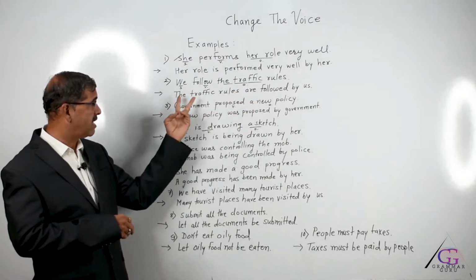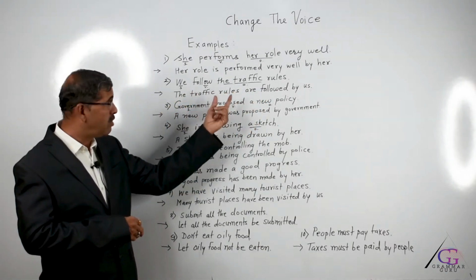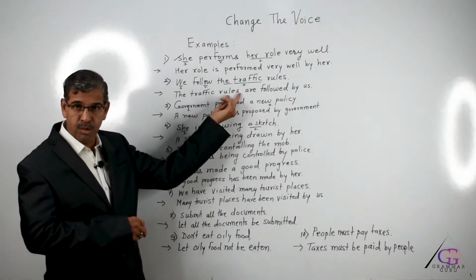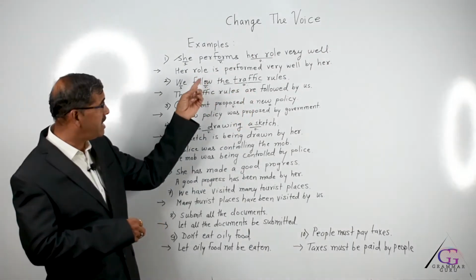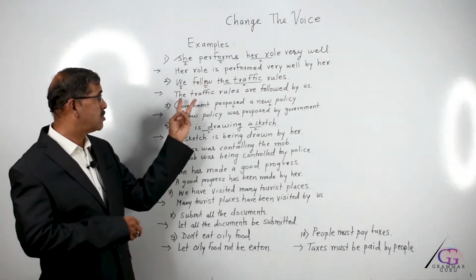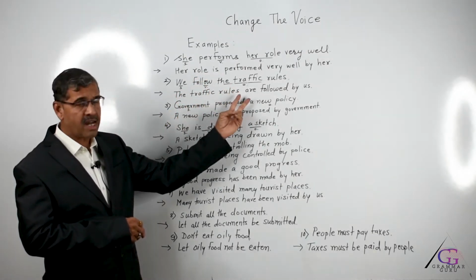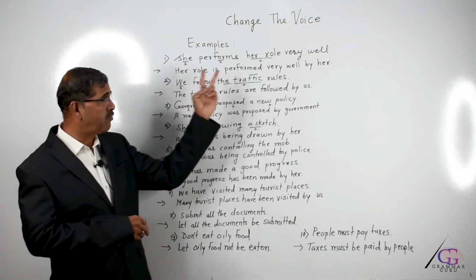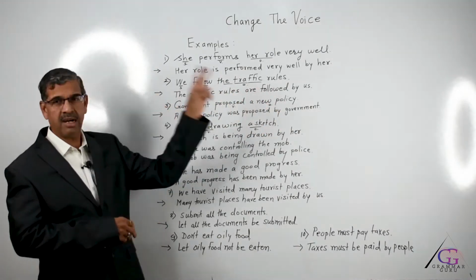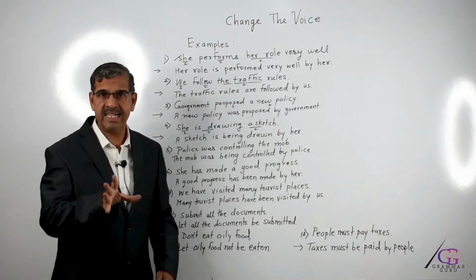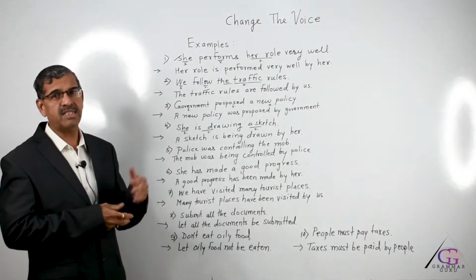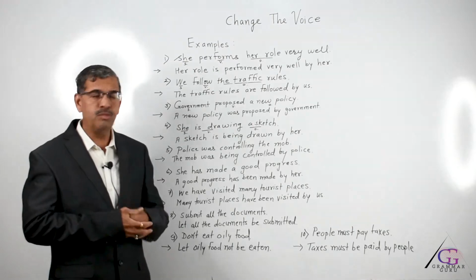So the answer starts, the traffic rules. Now if you see carefully, rules are plural. So the corresponding verb is are, not is, as it was in the first sentence. So the traffic rules are, then V3 form of the verb followed, then by us. These 2 examples are for simple present tense. Try to write and find out as many examples as you can and do practice.